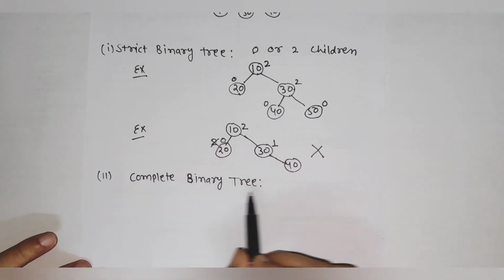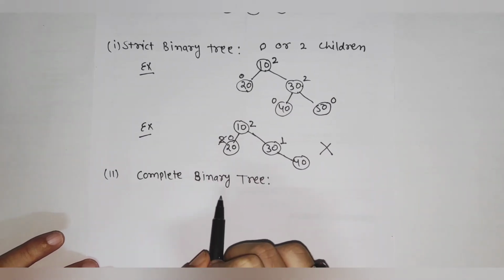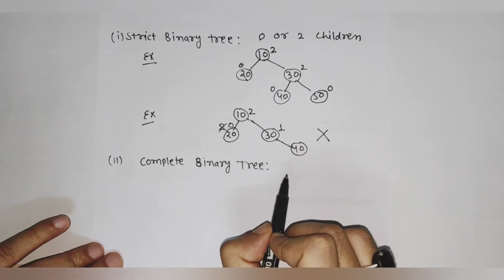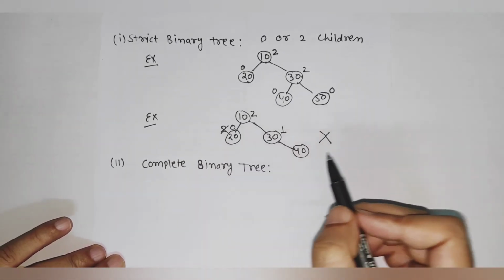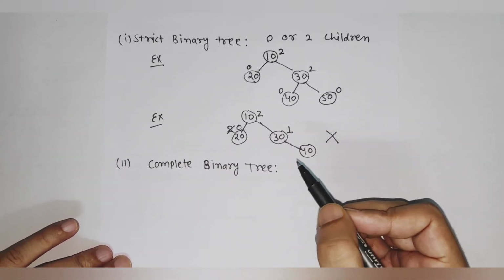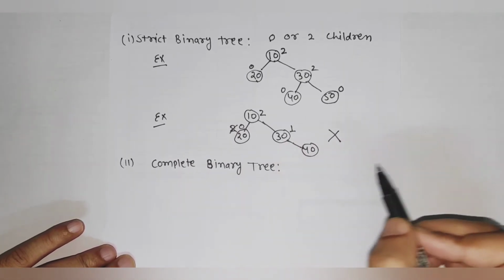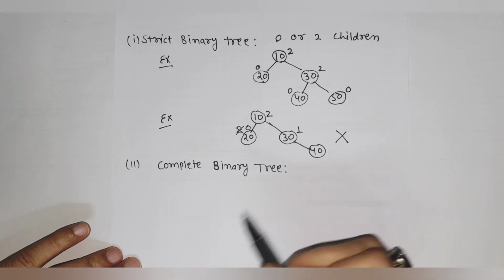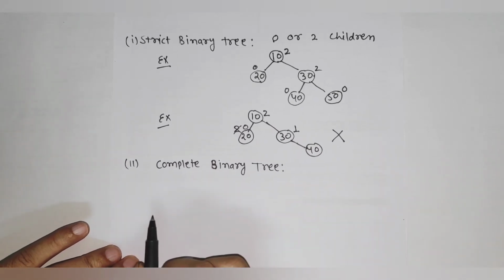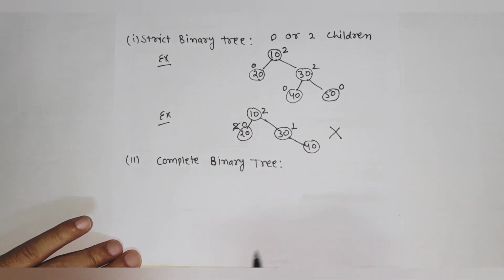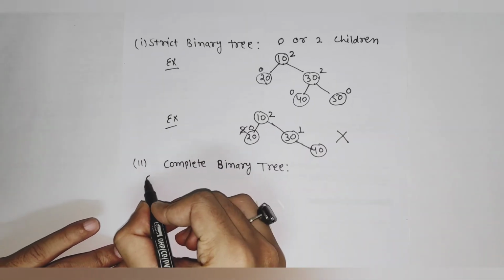Second is complete binary tree. A tree is called a complete binary tree if it is a binary tree in which we move to the next level only if the current level is completely filled, and in the next level we fill the nodes from left to right. With an example you will get more clarity.